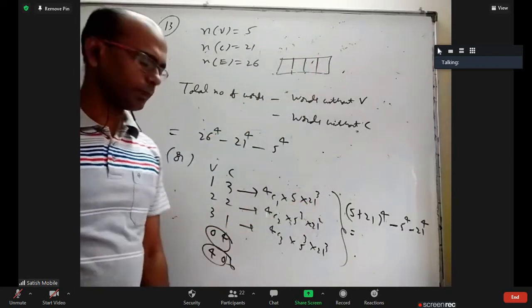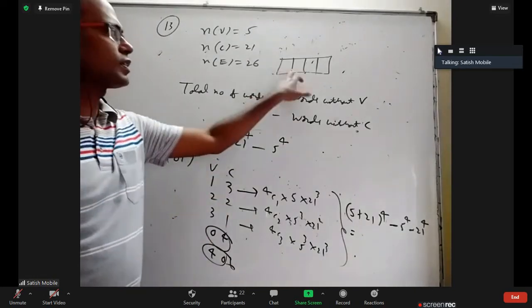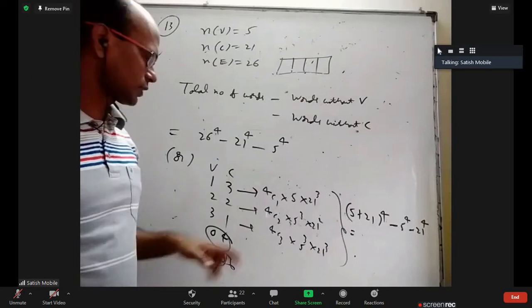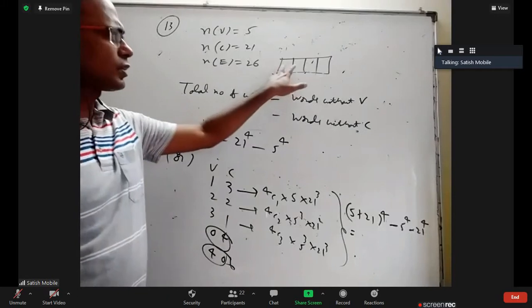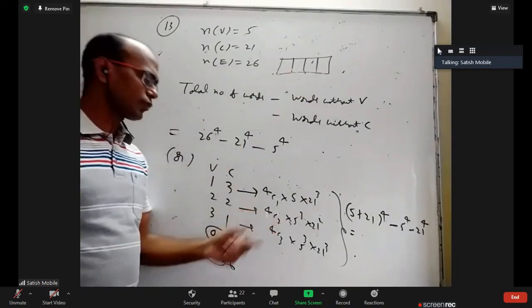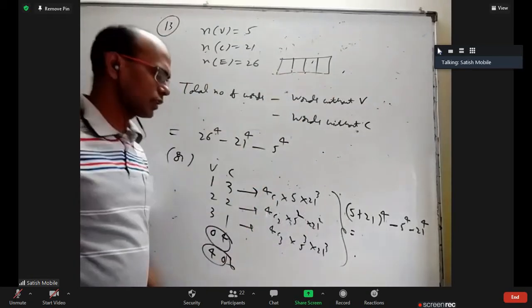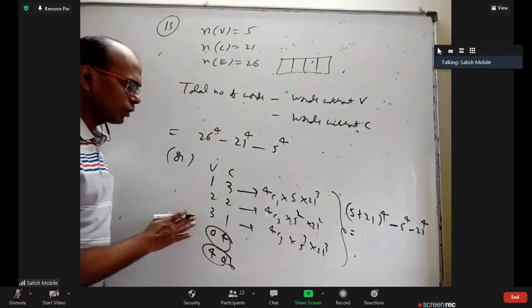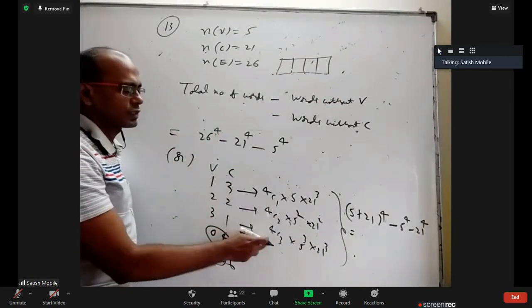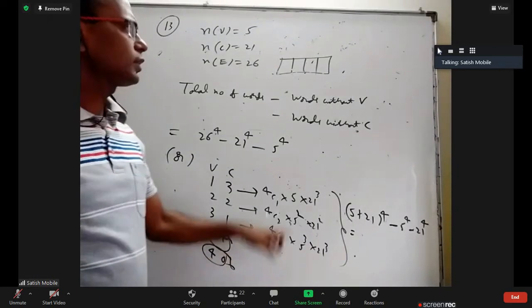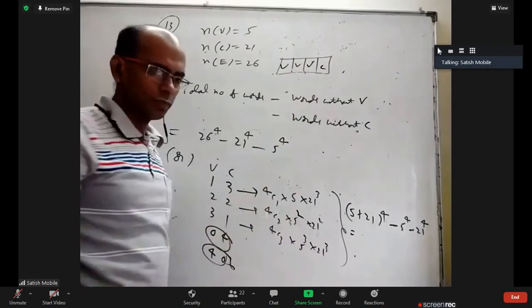If you select 2 vowels and 2 consonants, then out of these 4 places, which 2 places do you want to fill with vowels? Selecting the places is 4C2. Automatically the other 2 places are consonants. The reserved 2 places for vowels can be filled in 5 into 5 ways, and the other 2 places with consonants in 21 into 21. If you want 3 vowels and 1 consonant among the 4 places, deciding which 3 places get vowels is 4C3. Then in those 3 places there are 5 ways each, and the consonant 21 ways.